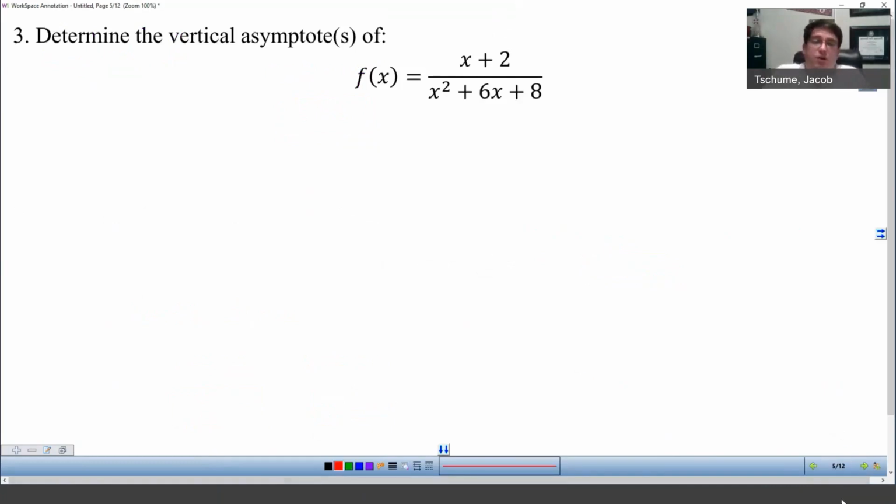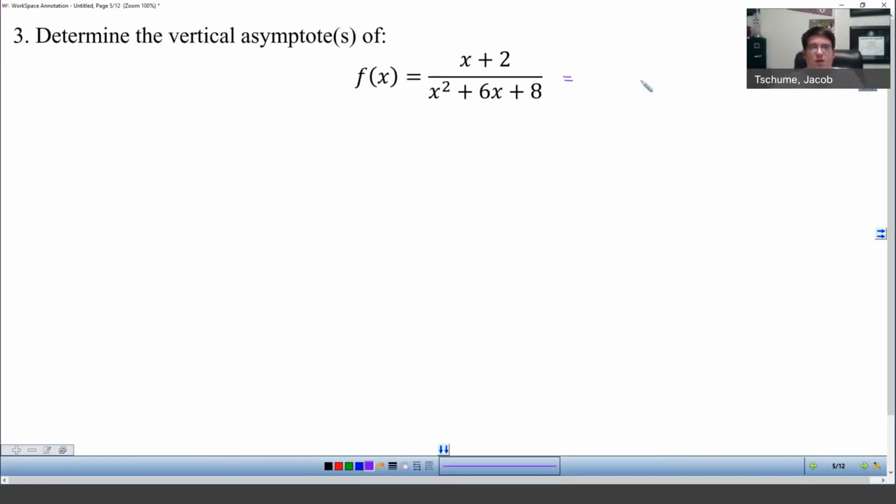Now, the last one I want to show you, and I left a lot of extra room for a reason. This is an example where if you forget to simplify, you will mess up. Because the first two, we kind of got lucky. Even if we had forgotten to do the simplifying part, we would have gotten the right answers. On this one, let me show you what happens. If f of x is x plus 2 over x squared plus 6x plus 8, what is the vertical asymptote?